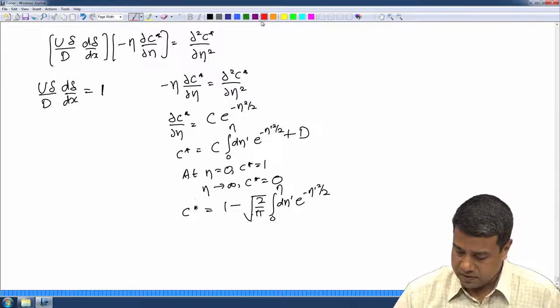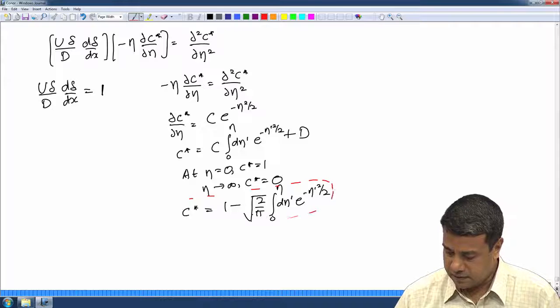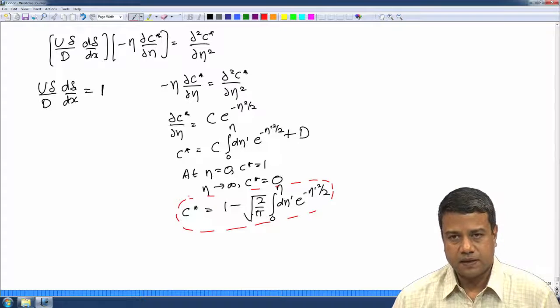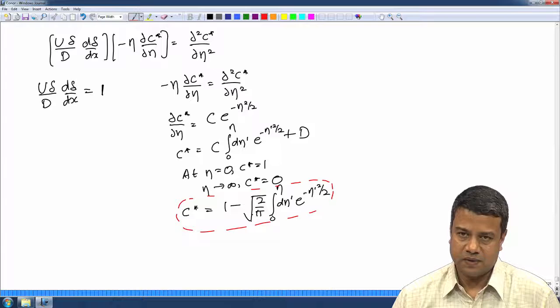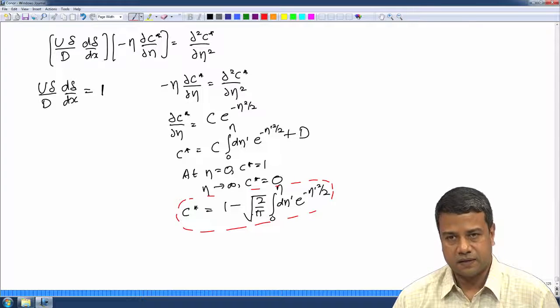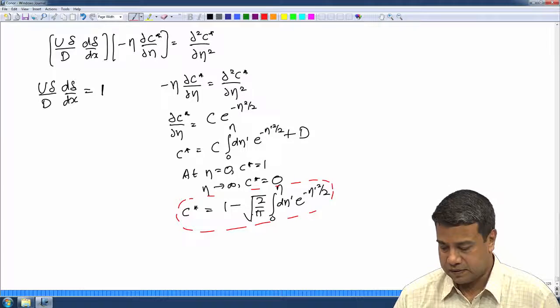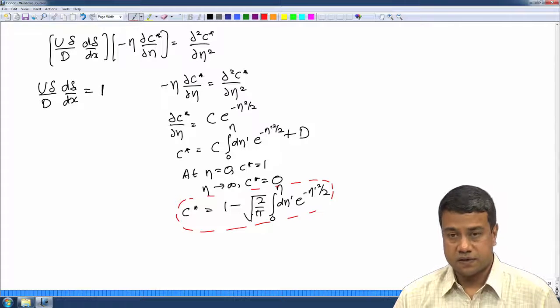I can solve this subject to these boundary conditions to get C star is equal to 1 minus... We had got a solution very similar to this for the falling film earlier, except that I had redefined this as eta square by 4. That was the only difference, the factor in the definition of eta. So, this is the solution for the concentration field.